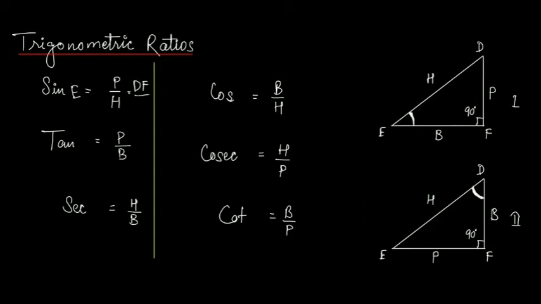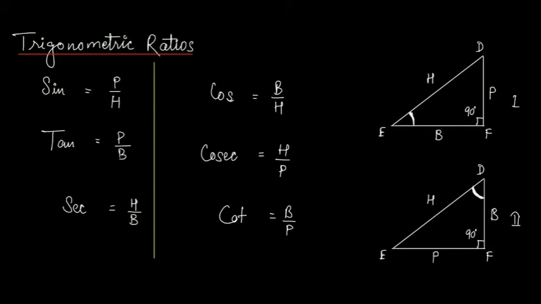Sin E is equal to P upon H, and suppose the values are given here. So how will we find out the values? By using trigonometric ratios. Sin E is equal to P upon H. So what is the perpendicular? DF upon DE, in the case of sin E, because in the case of E, perpendicular is DF and hypotenuse is DE. It is the same for both triangles.